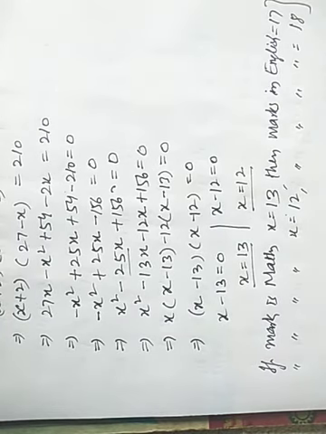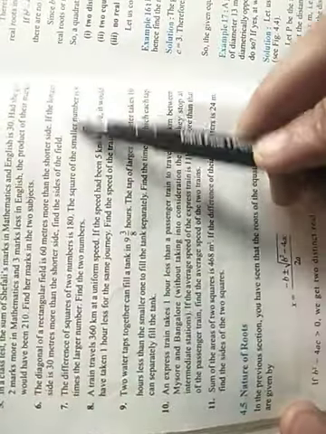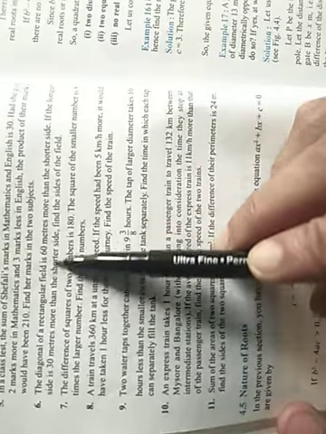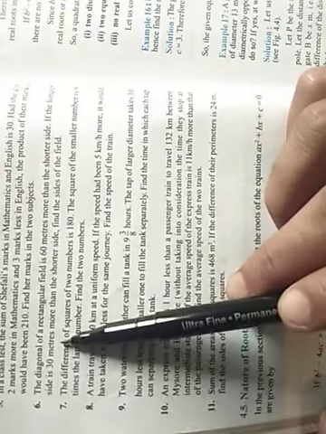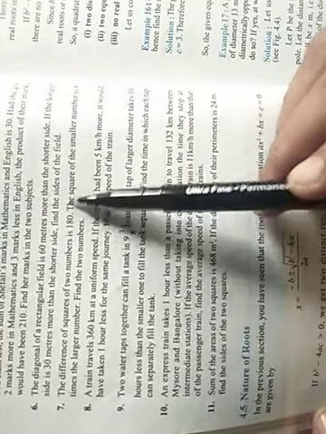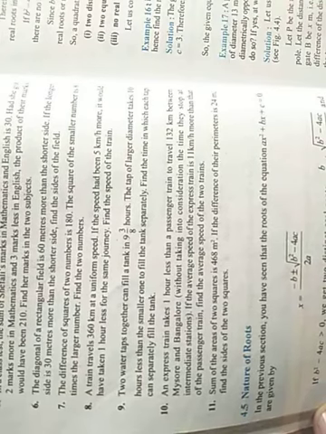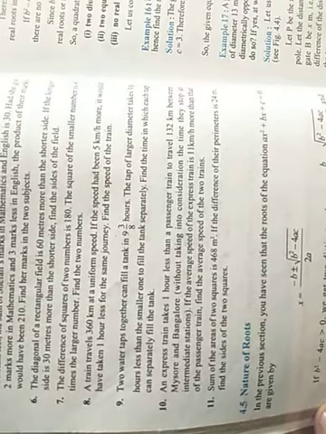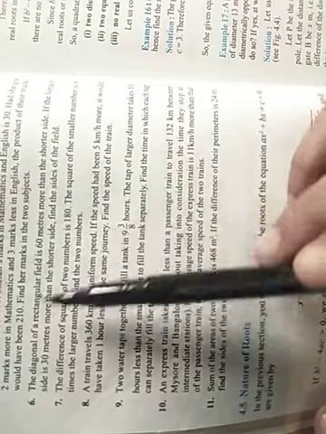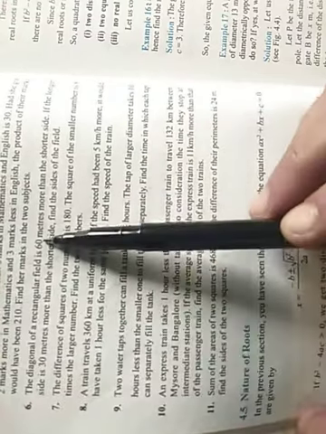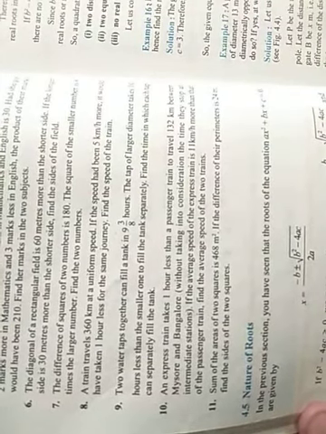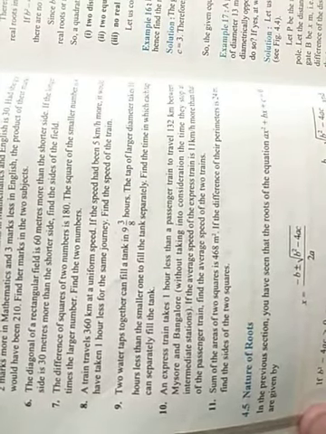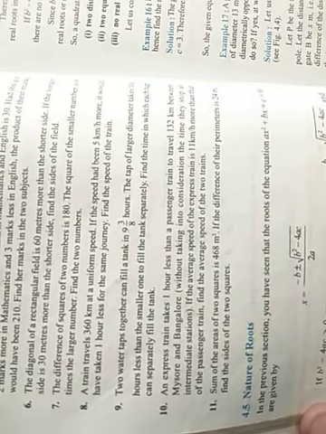Similarly students, you can solve question number 6 by yourself. The diagonal of a rectangular field is 60 meters more than the shorter side. If the longer side is 30 meters more than the shorter side, find the sides of the field. So you have a rectangular field, you can take the shorter side as x meter, then the longer side is x plus 30, and the diagonal is x plus 60. You can use Pythagoras theorem easily, and you can find the value of x, by which you will find the sides of the field.